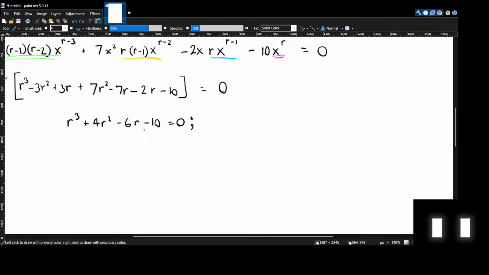How do I solve this polynomial? Let me try plugging in 1. If I put 1 in there, it's not 0. If I plug in 2, that's 8 plus 4 times 4 is 8 plus 16 equals 24. Minus 12 minus 10 is not equal to 0. So that doesn't work either. So if we set r equals 5, what happens? R equals 5, this becomes 125, this becomes 1, this becomes 125, this becomes 100. Add them up, that's even worse.